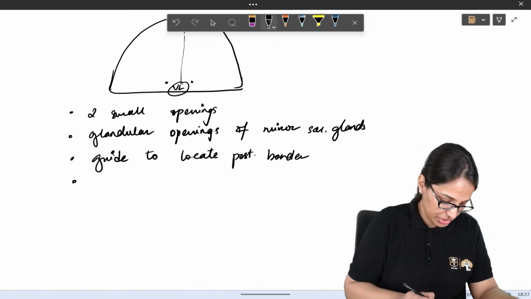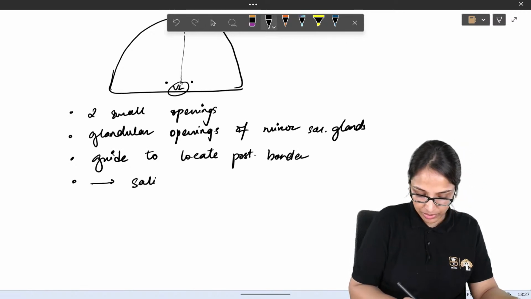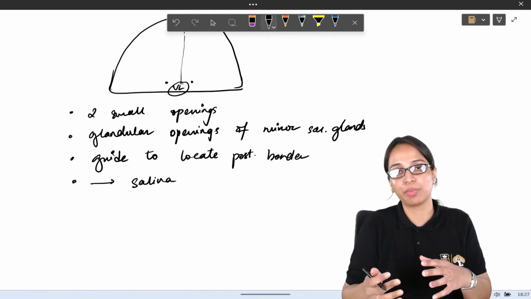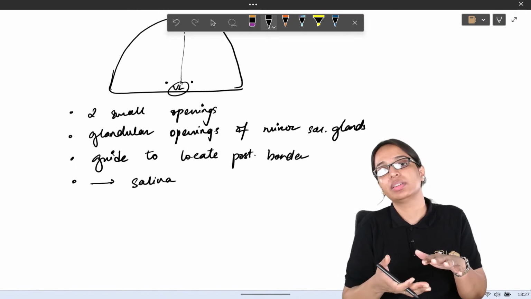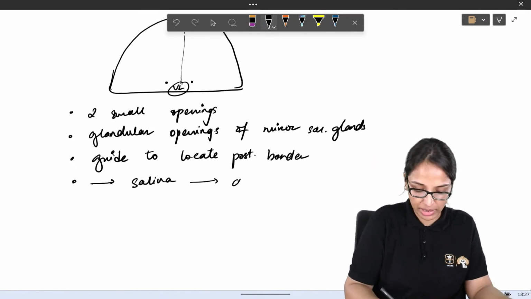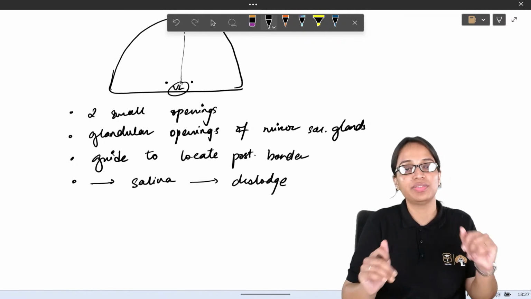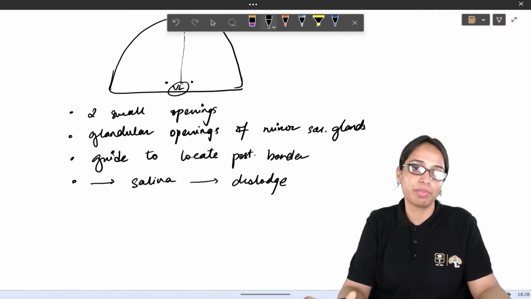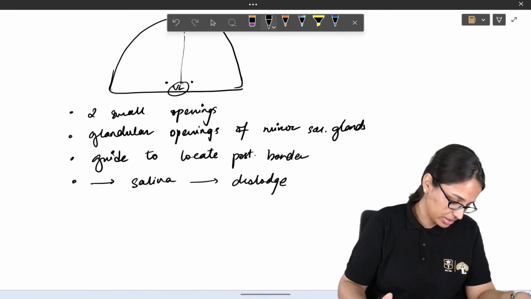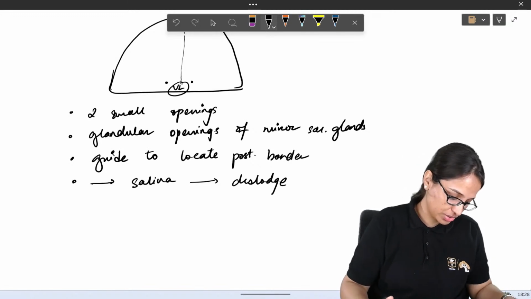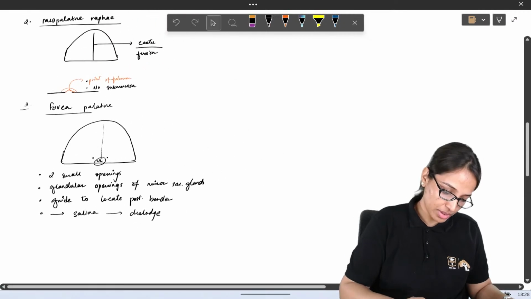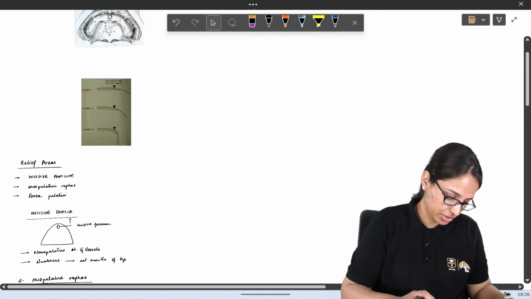And the second implication is that saliva, if it is thick and ropey, can collect underneath the denture at this point and dislodge the denture. So that is the reason that we need to relieve this area, because if it is thick, ropey saliva, there is a very good tendency that it can dislodge our denture at this particular point, right? So that is about your relieving structures.